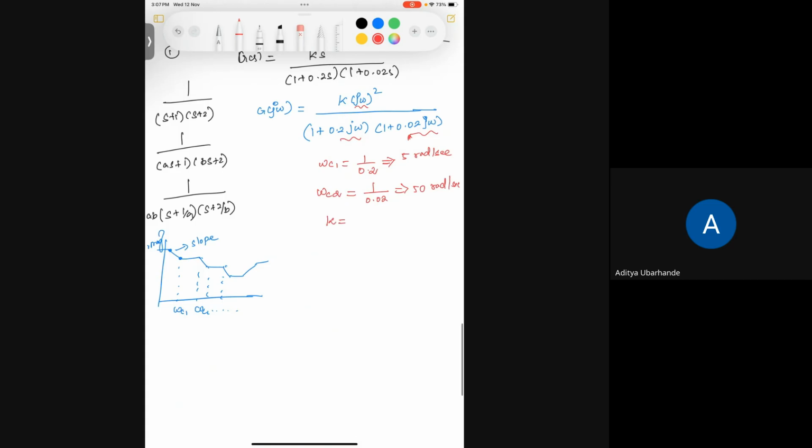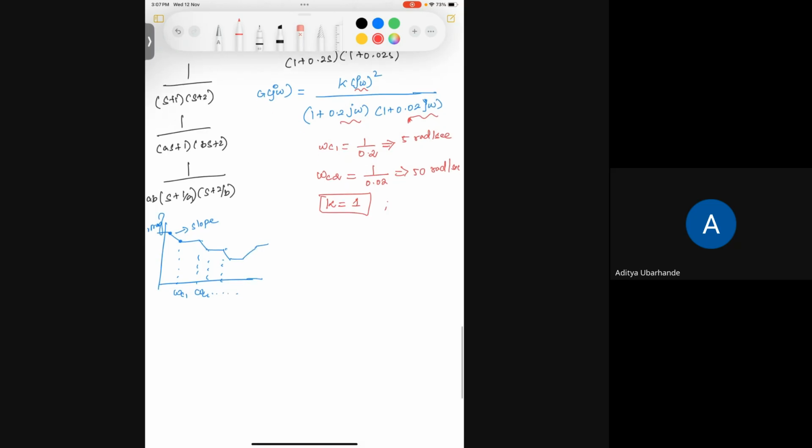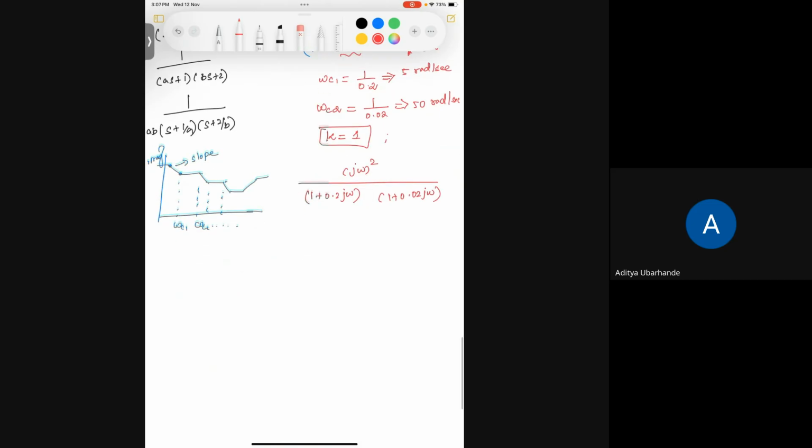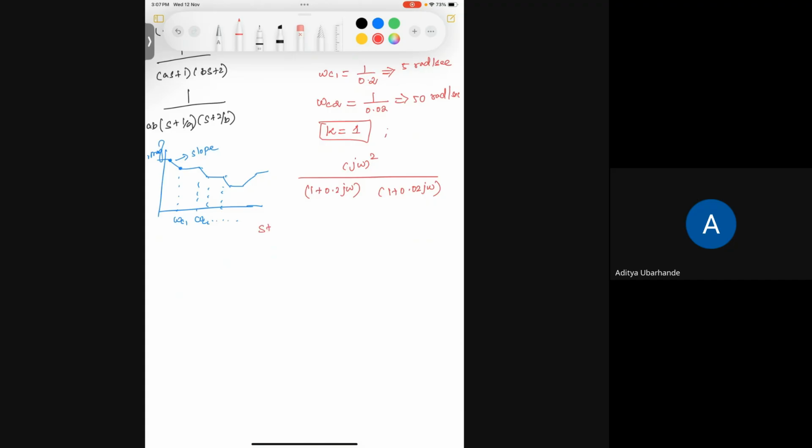First, for simplicity, consider k equal to 1 in any function to plot the Bode. Now, the overall transfer function will be (j omega) squared divided by (1 plus 0.2 j omega) into (1 plus 0.02 j omega). Consider this as step 0. Step 1 is to calculate the slopes.